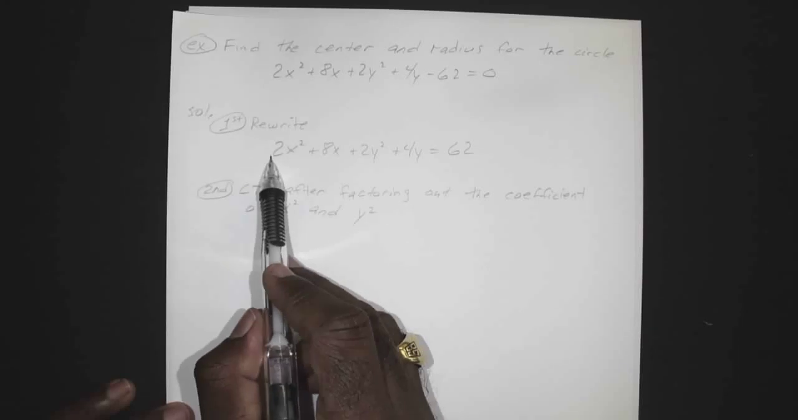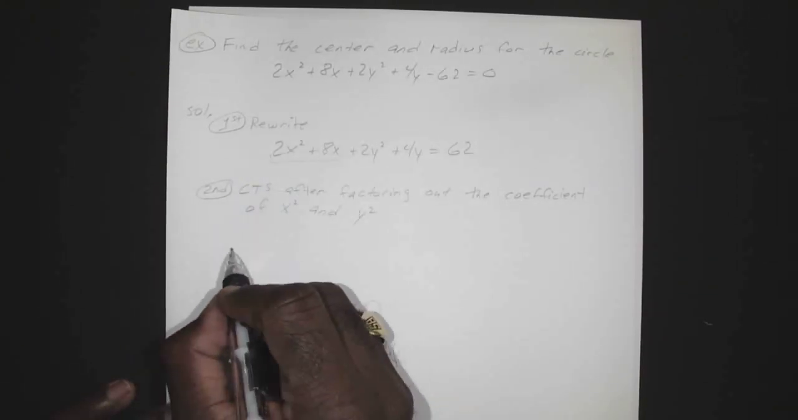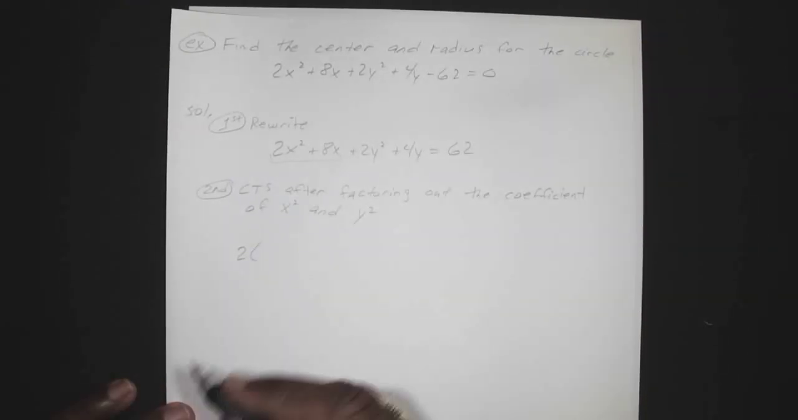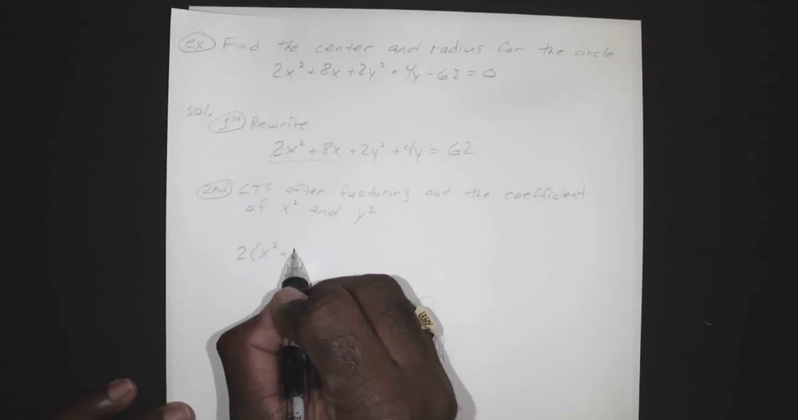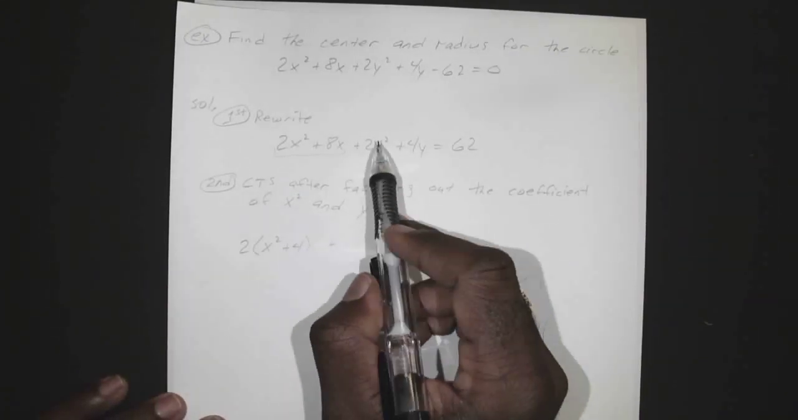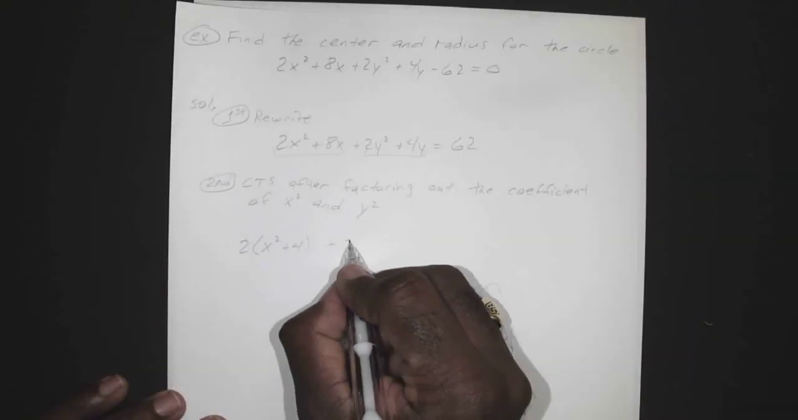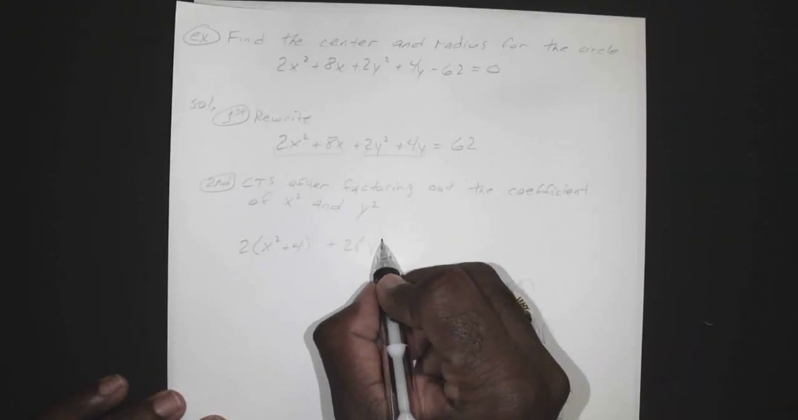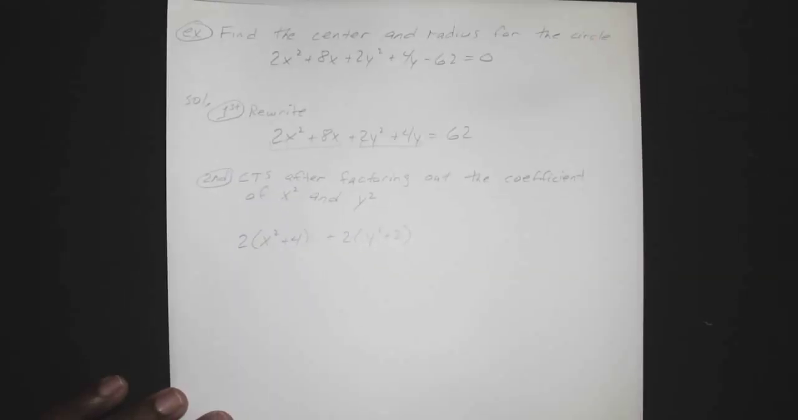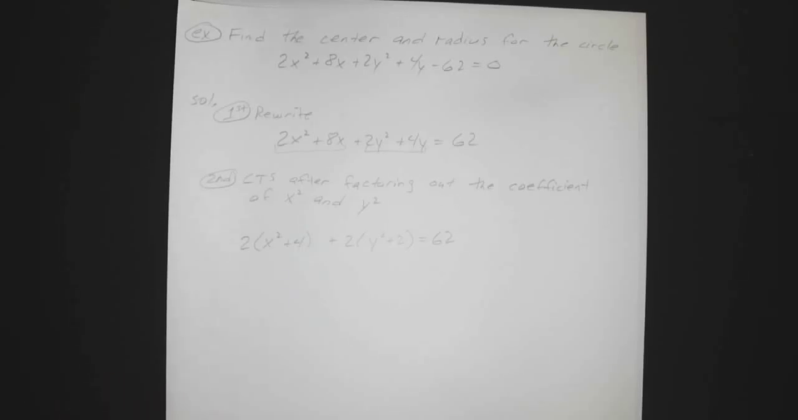Okay. So for your two x terms, you can factor a 2 out of both of those. If you factor out a 2, that leaves you with x squared plus 4x. Plus, for the two y terms, you can once again factor out a 2: 2 times y squared plus 2y, equals 62. Now we can complete the square for what's inside the parentheses.